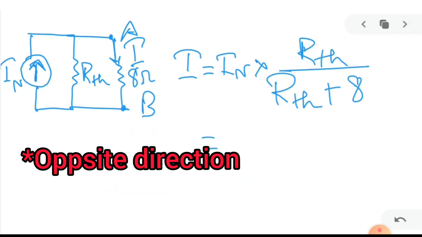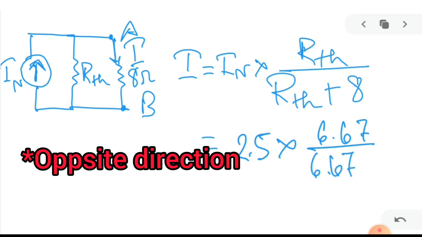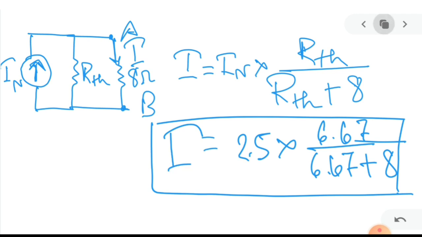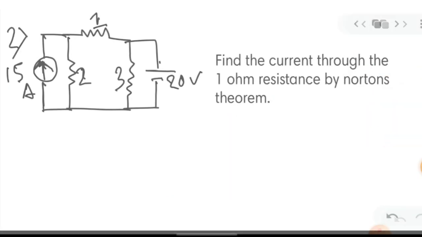It is 2.5, and what is our RTH? It is 6.67. It is 6.67 plus 8. Okay, you got your I. So it is the answer. So move on to the next question.